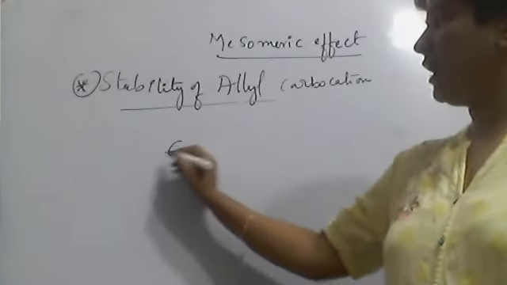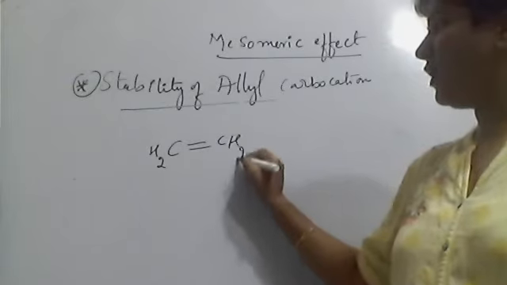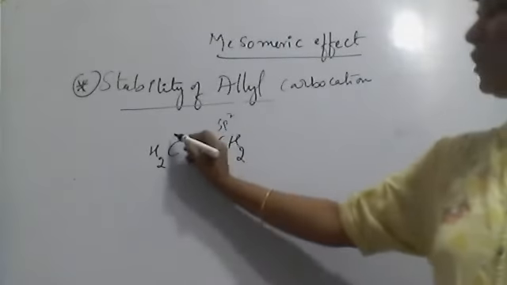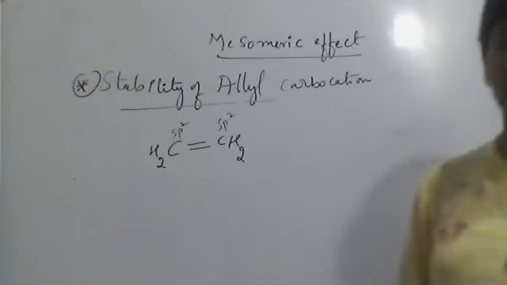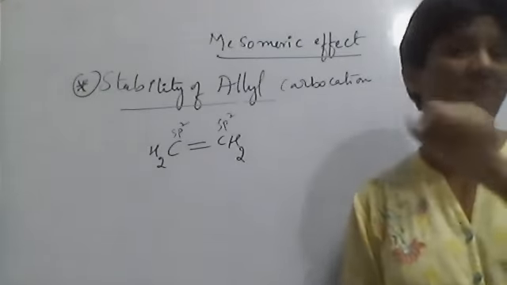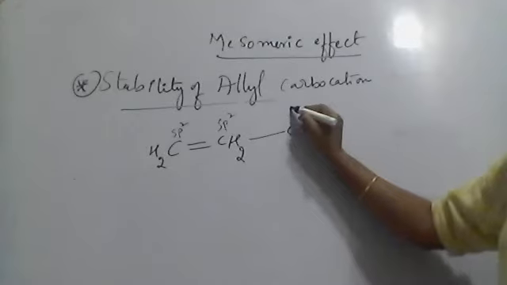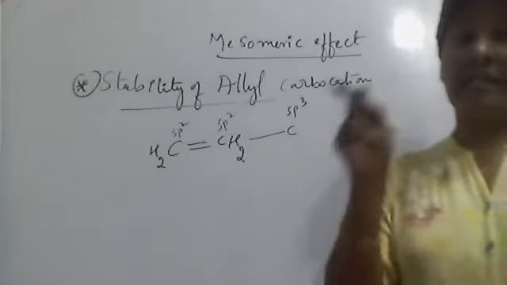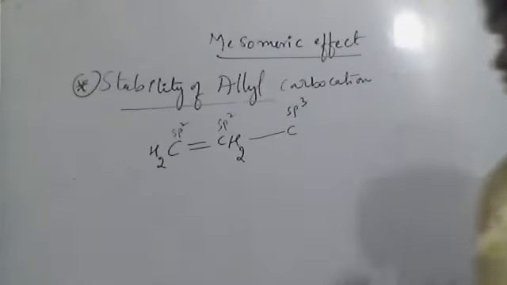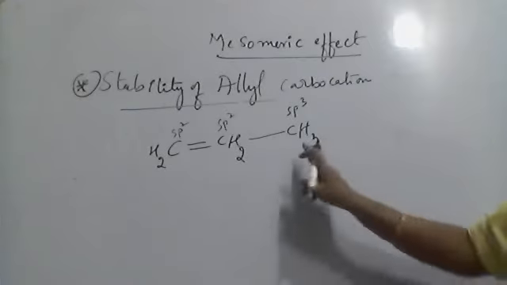Remember, any carbon having a C=C double bond is called sp2, or you can say it is a vinyl carbon. And to this carbon, if you attach an sp3 carbon, which will have 4 sigma bonds, say it is CH3, propene, then this carbon is allyl.